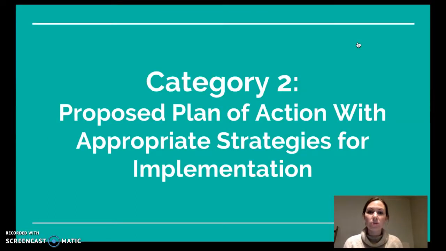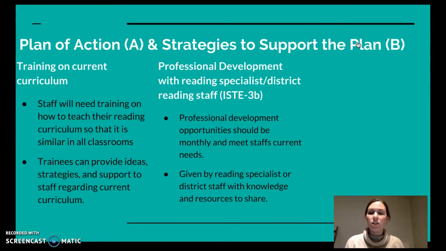So here's the proposed plan of action and strategies for implementation. One of the first things in my plan of action is to give staff training on their current reading curriculum. They need to be able to know how to teach it so that it's similar in all classrooms and across all grade levels, so students are getting the same thing year to year and teacher to teacher.